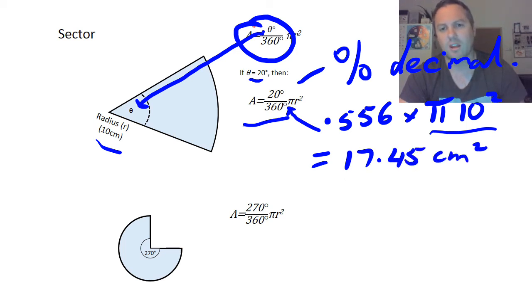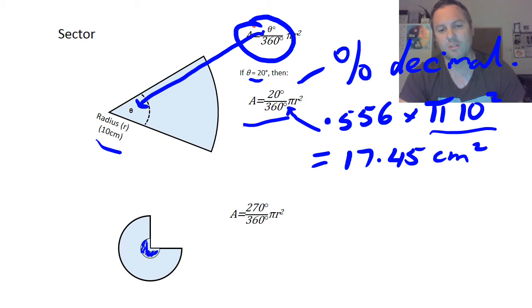Okay, so we get our decimal by doing the division here, times it by pi r squared, and you get your answer. Alright, so this one's slightly bigger. As you can see, it's pretty much 3/4 of the circle. Now when I say that, we're using 270 degrees. Quite often it will be given to you, you'll see it written down.